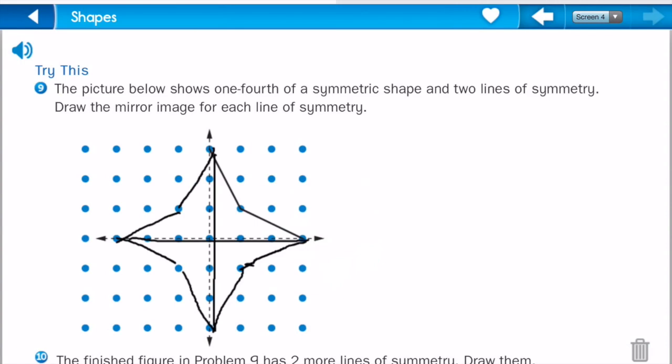Okay? So to review, today we learned about lines of symmetry and then how to draw symmetric shapes. And the important thing to remember is that when you have a shape that is symmetric, you want it to be able to fold over and meet in the middle.